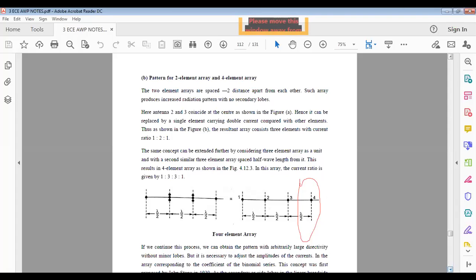The same concept can be extended further by considering the three element array as a unit, and this is always possible with identical magnitude excitation of a uniform linear array.